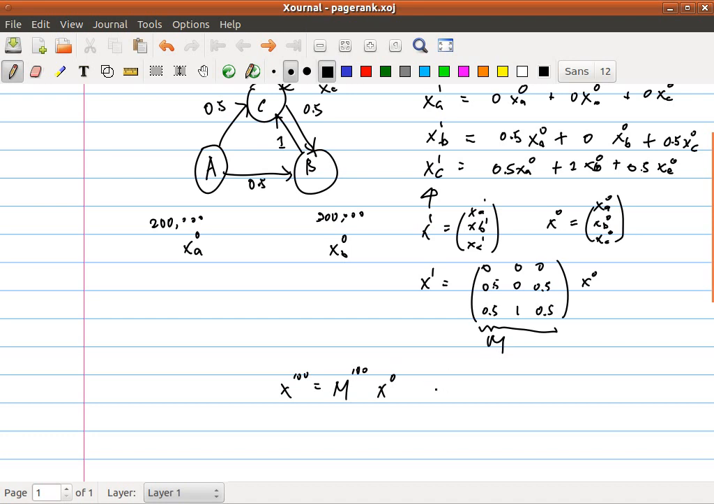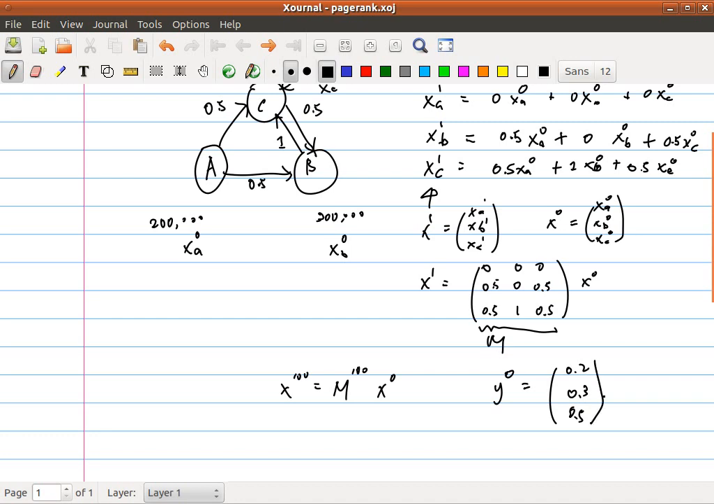And also, instead of x as the number of people, maybe I can think of it as the fraction of people. So maybe I can use y instead. It's the fraction of people reading each of the pages, and initially it will be 0.2, 0.3, and 0.5.